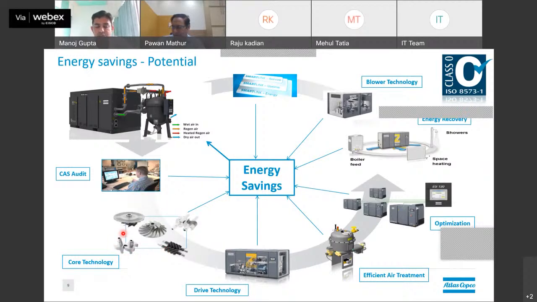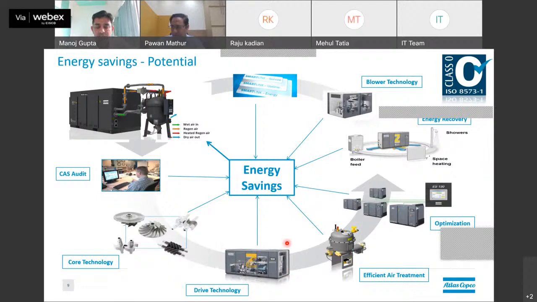After that, the core technology. Which technology should be used to get the maximum energy efficiency and lower cost of ownership? So that we decide from the compressed air audit, like how much your demand is there. We have all the technology available in-house: screw, centrifugal, piston, scroll, all this technology.